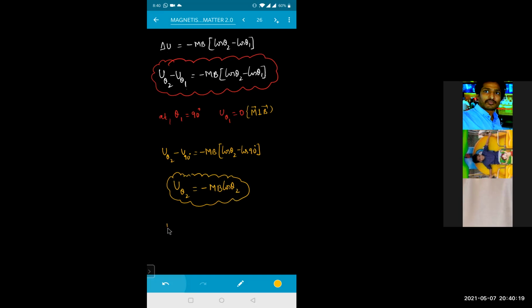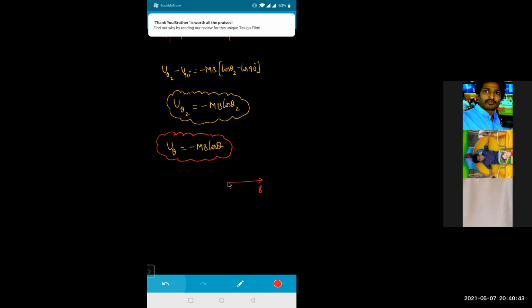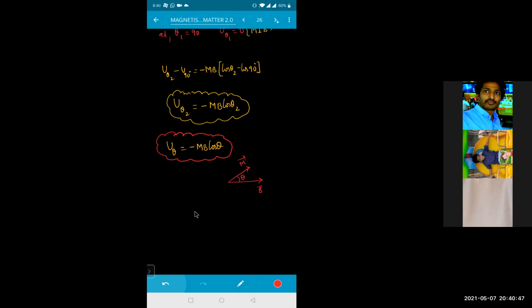So can I write that the potential energy at some angle theta will be equal to minus MB cos theta, in general? Yes. Potential energy at a certain angle theta is minus MB cos theta. Here theta is the angle between the magnetic field and the magnetic moment. This is the magnetic field, B bar, and this is the magnetic moment, M bar. This is the angle between them.